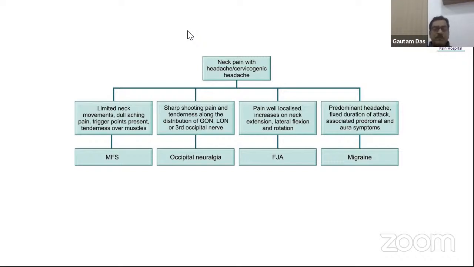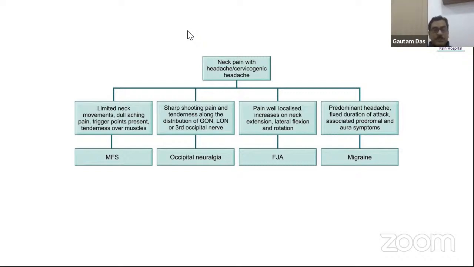Some other causes of the neck pain with the headache might be the upper cervical disc pathologies, which might also cause the headache. But most common is your facet joint. Then comes occipital neuralgia: the greater occipital neuralgia, lesser occipital neuralgia, least occipital neuralgia. The least occipital nerve is also called the third occipital nerve. So these three types of neuralgias can produce the neck pain with the headache, and of course the myofascial pain.